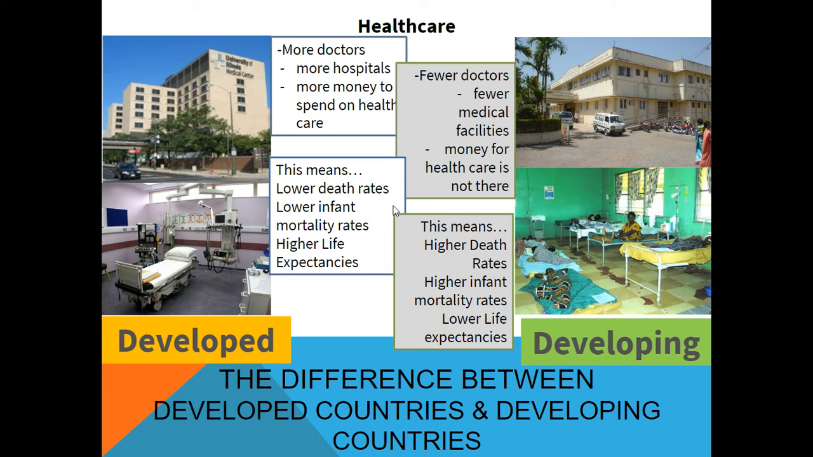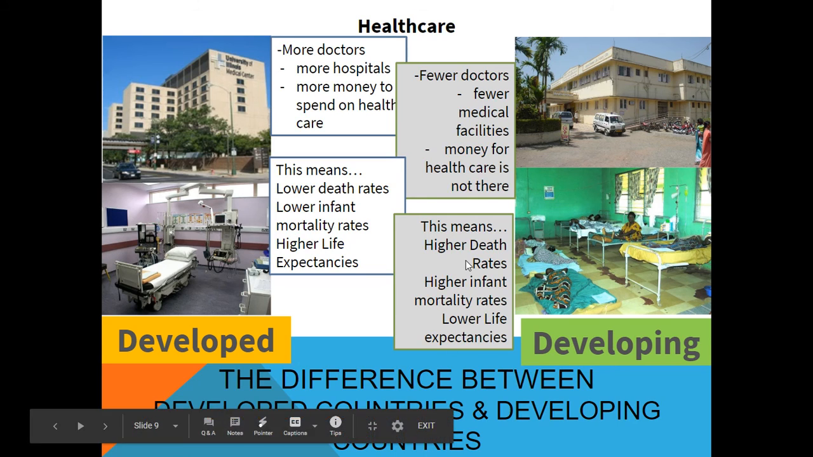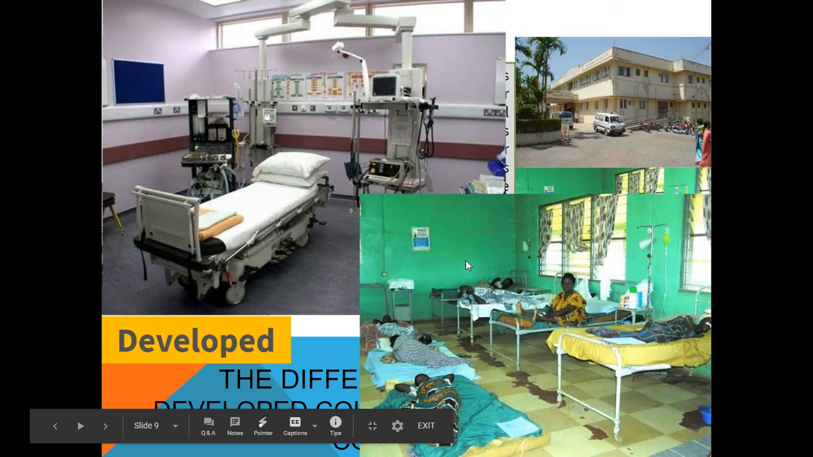And again, you could apply this not only to a country, but within a country too. You think about some of the regions of the United States where opioid use is a lot higher, drug use is higher. Well, what does that mean? That might be an area of the United States that's not as developed, and therefore they have lower life expectancy. Some of your rural areas, higher death rates.